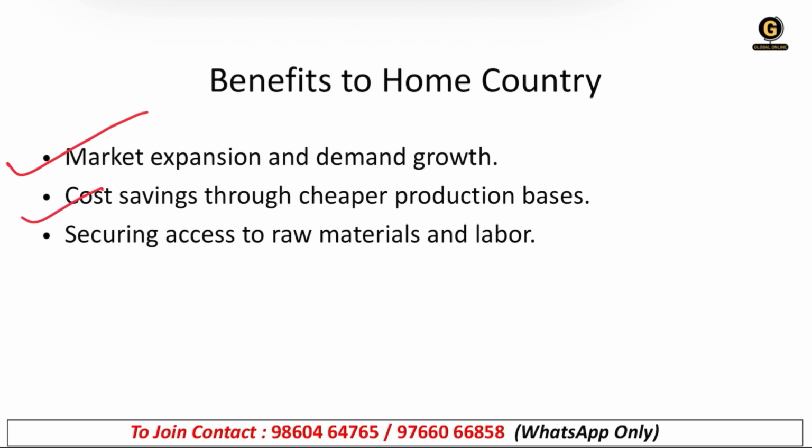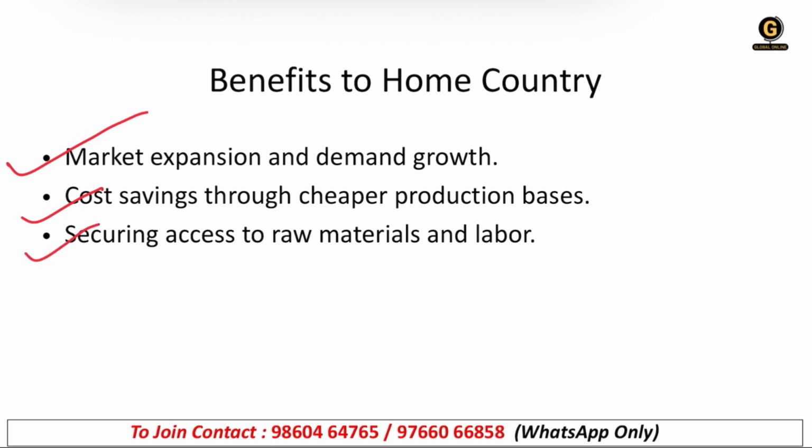Next is cost saving through cheaper production bases, right? Companies can produce goods at lower cost in other countries due to cheaper labor and land. So cheaper production may impact the cost as well. Example, a US clothing brand company is opening a factory in Bangladesh to reduce the production cost, right? Obviously, they will lower their cost of production. Getting it?